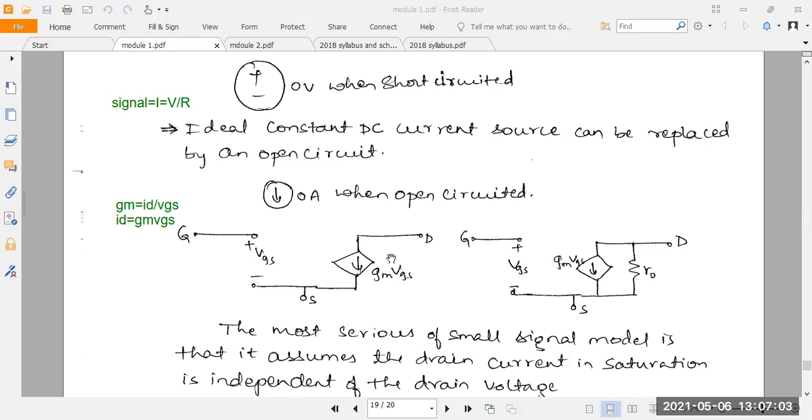See here, the purpose of writing the equivalent circuit is what? We want to analyze the input parameters and output parameters, based on the current, resistor and capacitor. That's why I have to write the equivalent circuit here.